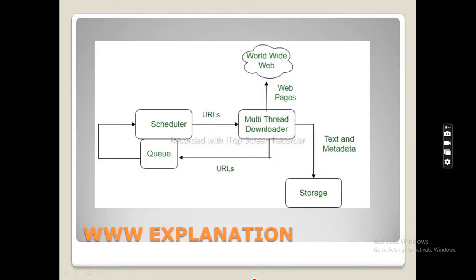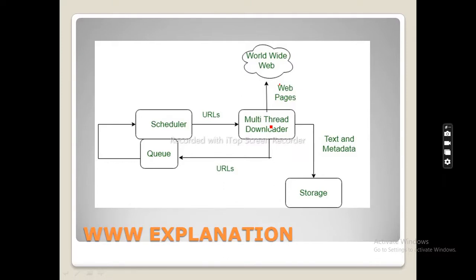You can see we have here the explanation of www. World Wide Web is there. This is a web page. What is a web page? You know that a website is a collection of web pages. And what is a web page? A web page is an electronic document which is composed of some graphics files, some audio files, some video files, some images, and a multi-thread downloader is there.